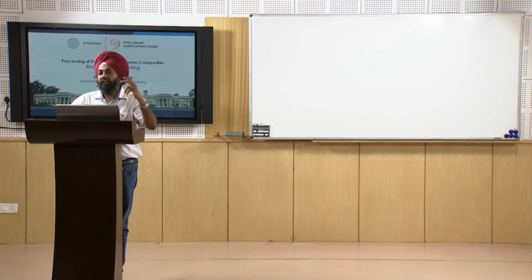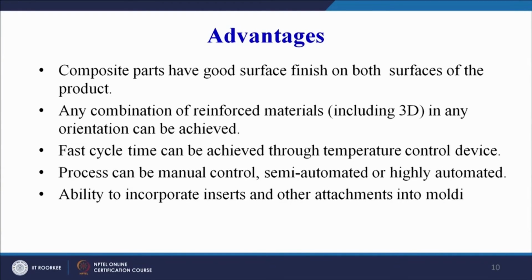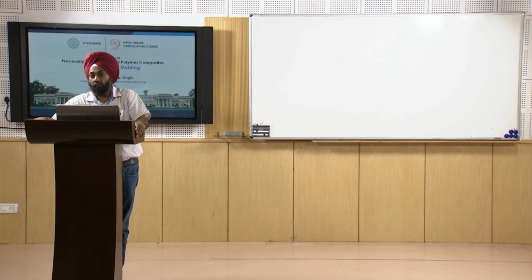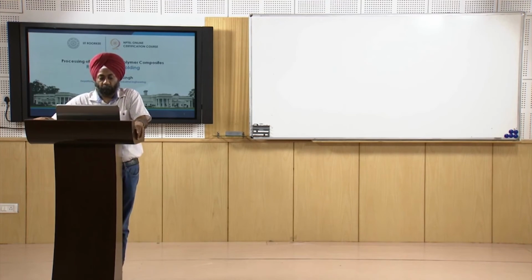We can make hybrid composites also, that out of the 4 layers, 2 are made by carbon fiber and 2 are made by glass fiber. That kind of hybridization is possible using this process. Fast cycle time can be achieved through temperature control devices. As we have told, temperature and pressure are the 2 important parameters that we need to control, and if we can precisely control and optimize the temperature at which we are heating our product inside the mold, we can definitely have a faster cycle time.